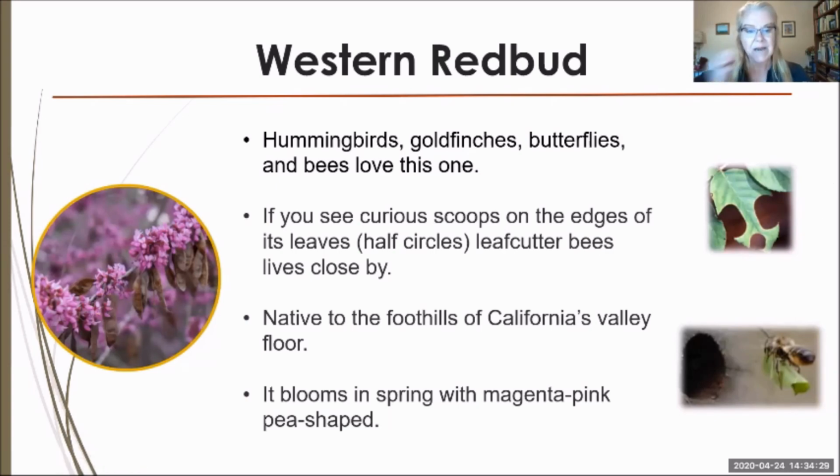It blooms in spring and it has really pretty magenta pink pea-shaped blossoms.